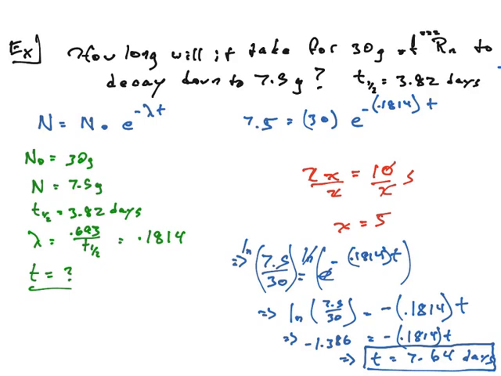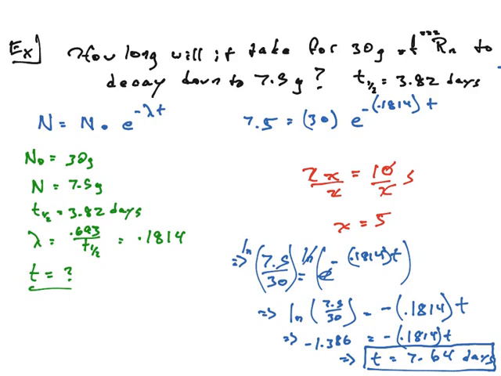So I got everything with t on one side, all the other numbers on the other. That left me with an exponential function. To get rid of the exponential, I took the natural log of both sides. And then I did the normal algebra stuff you do to get t by itself, and I got an answer, 7.64 days.